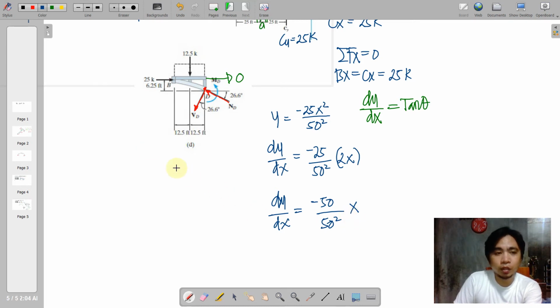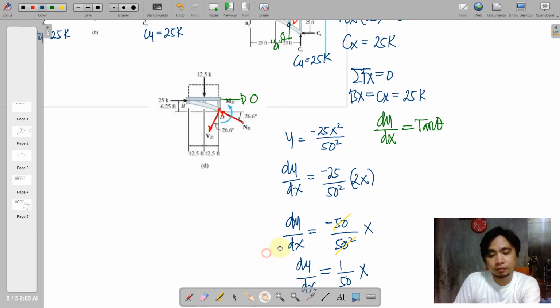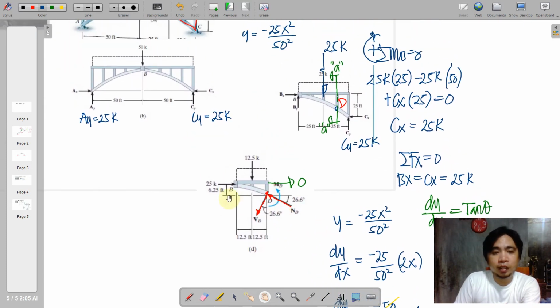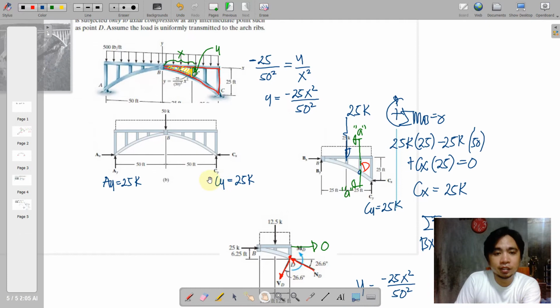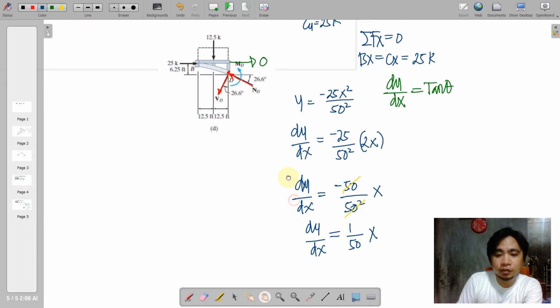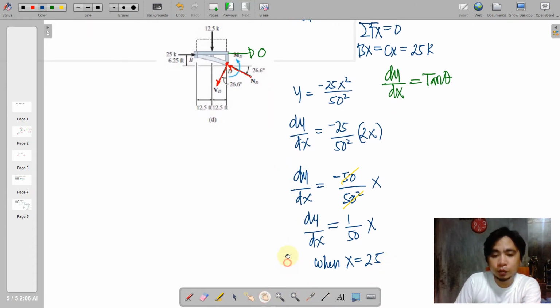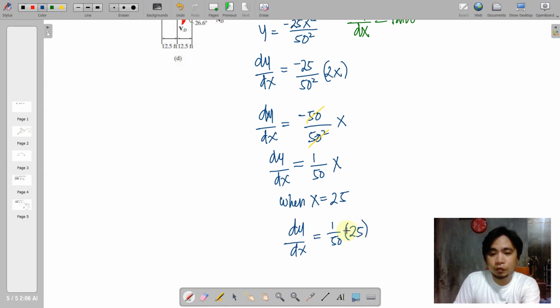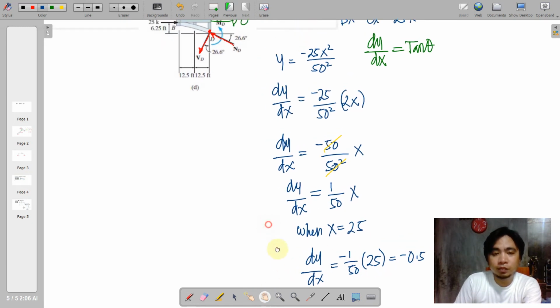Okay, so one of which will cancel, so that your dy over dx becomes 1 over 50x. So where is D located from your x? Okay, so D is located 25 feet from C. So actually that is your reference. We just say here that when x is 25, we have 25 over 50, which is equal to negative 0.5. So we retain the negative there. Anyway, negative just simply indicates that your slope is decreasing.